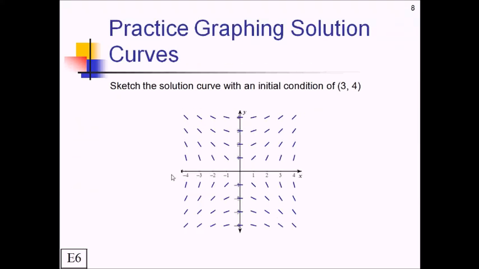We're going to do one more of these problem types. New slope field. This time you have an initial condition of 3, 4. Pause the video and see if you can draw that curve.